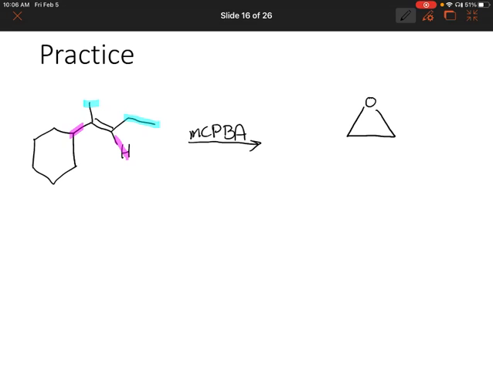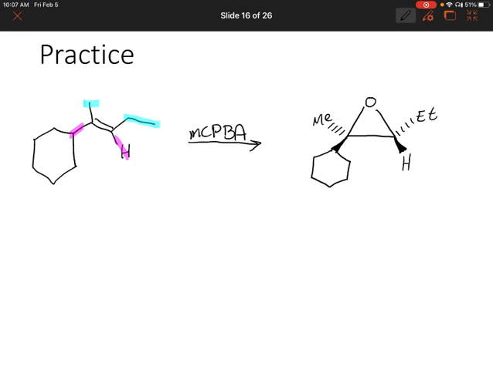So I'm just arbitrarily going to pick my methyl and ethyl group to be in dash positions. So they're kind of going behind the plane of the paper. So that means my cyclohexane substituent is coming out in front, and my hydrogen is also coming out in front, so they're cis to each other.